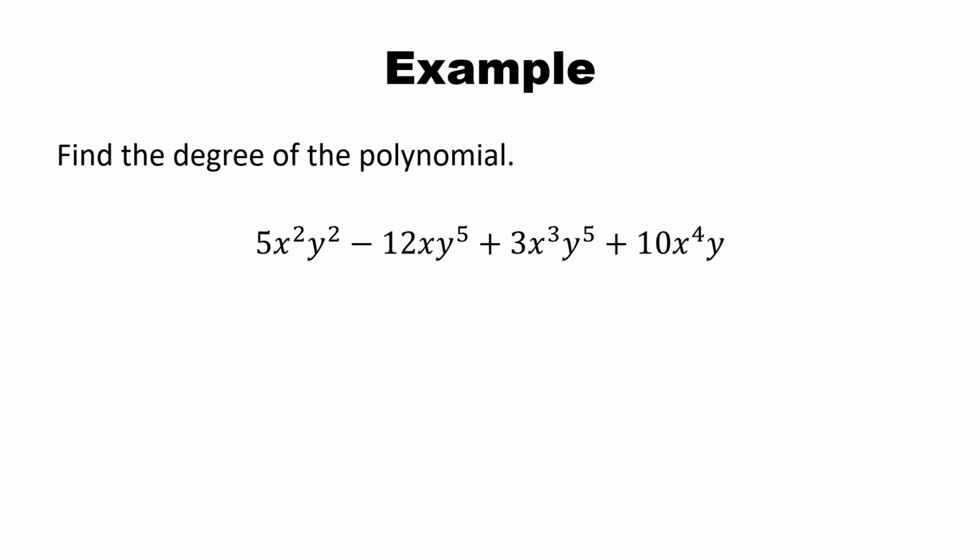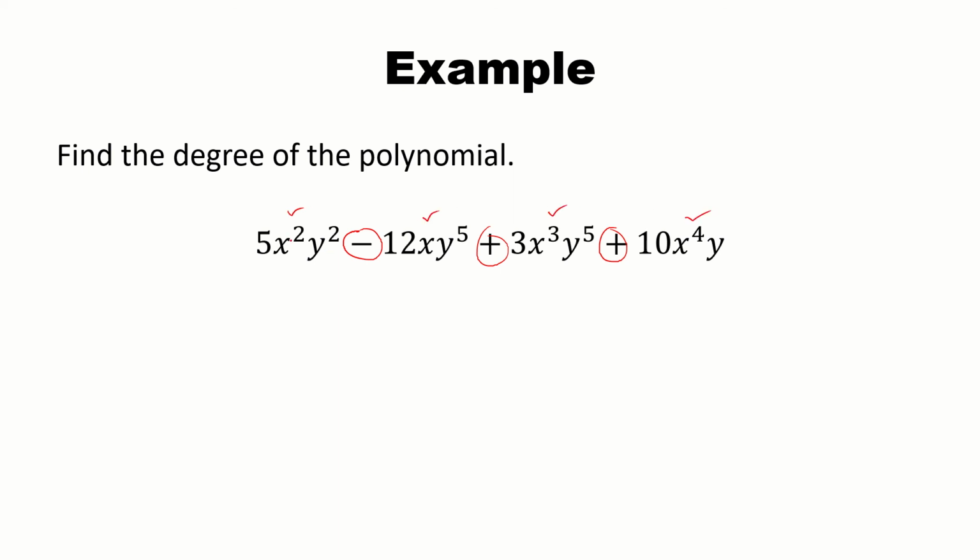So let's have this example. Find the degree of the polynomial. So there are how many terms? So these are the minus, the plus, and the plus. So first, second, third term, fourth term.